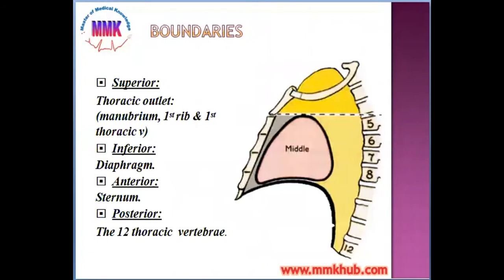The mediastinum is bounded superiorly by the thoracic outlet, which includes the manubrium sterni, first rib, and first thoracic vertebra. Inferiorly, it is bounded by the diaphragm, as you can see in this diagram showing the lateral view of the thoracic cavity. Anteriorly, there is the sternum, and posteriorly, there are the 12 thoracic vertebrae. So these boundaries bound a space which is called the mediastinum.